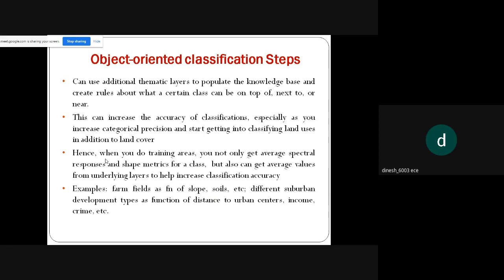So the object-oriented classification steps can use additional thematic layers to populate the knowledge base and create rules about what a certain class can be on top of or near to, which can increase the accuracy of classifications. However, training is required for the persons dealing with object-oriented classification. For example, farm fields will have a function of slopes, soils, etc. Different suburban development types such as functions of distance to urban centers, income, crime, etc.